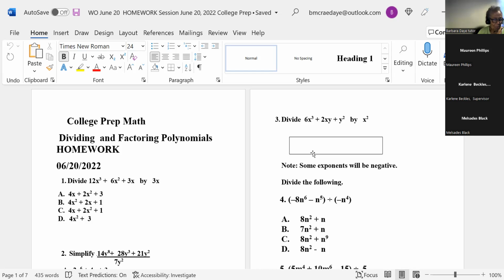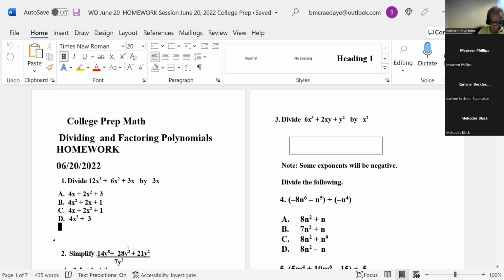Maureen, did you understand what I just said? I hear it, but I don't understand it. All right, let me repeat it. Let me point here. This is a polynomial, 12x to the third plus 6x to the second plus 3x. That's the polynomial. The monomial is the 3x, one term. So what I said is you could take each of these terms and divide by the monomial. You got it?